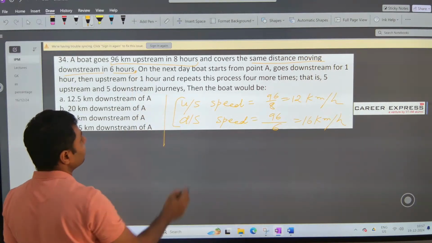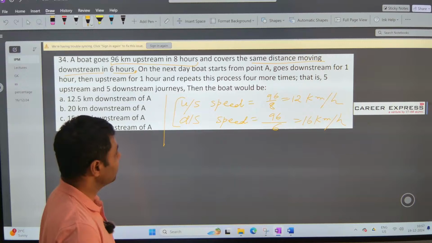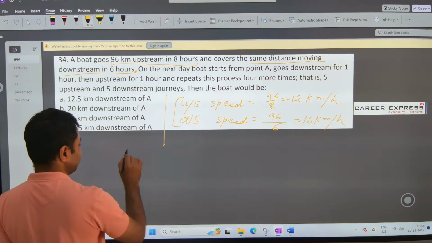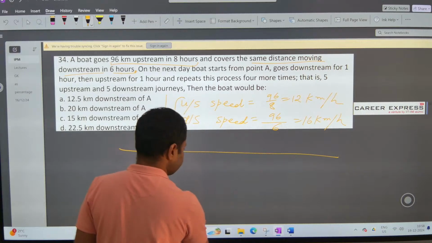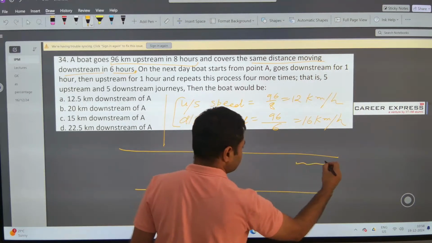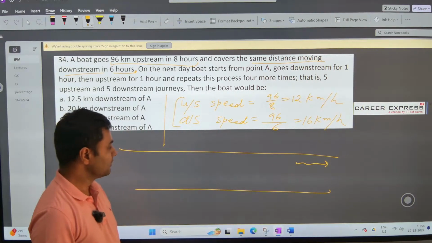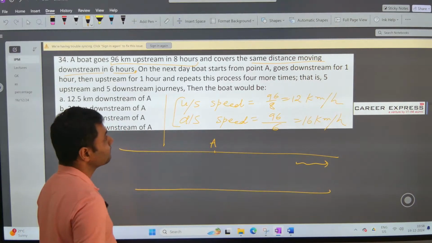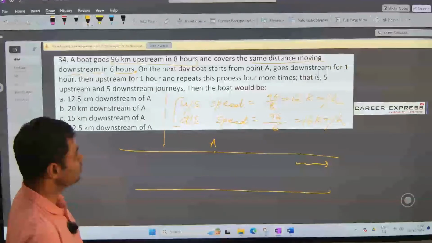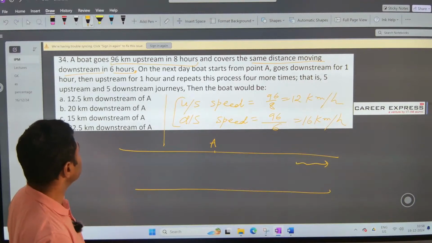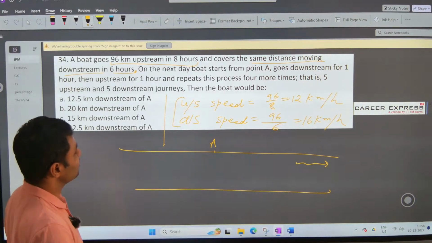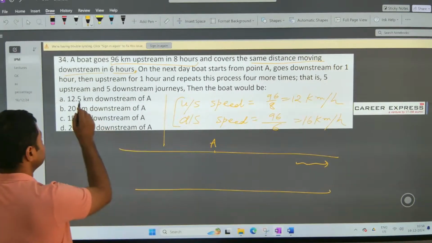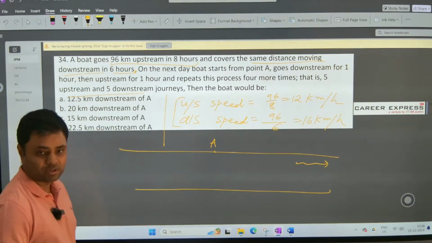on the next day, boat starts from point A, goes downstream. So now we will draw a diagram. Let us say this is the river and the river is flowing in this direction. So this is point A. Boat starts from point A, goes downstream for 1 hour, then upstream for 1 hour, then repeats this process 4 more times. That is 5 times upstream and 5 times downstream.